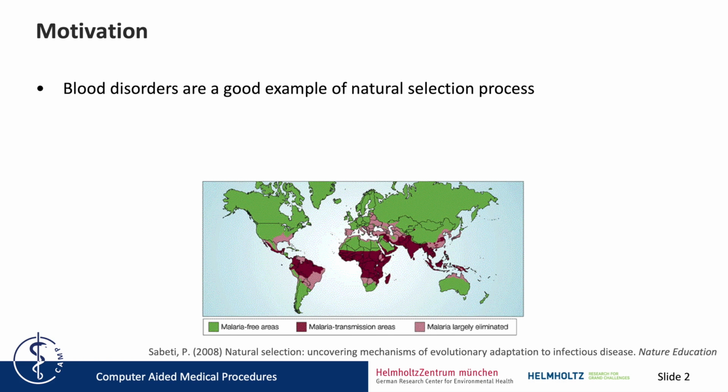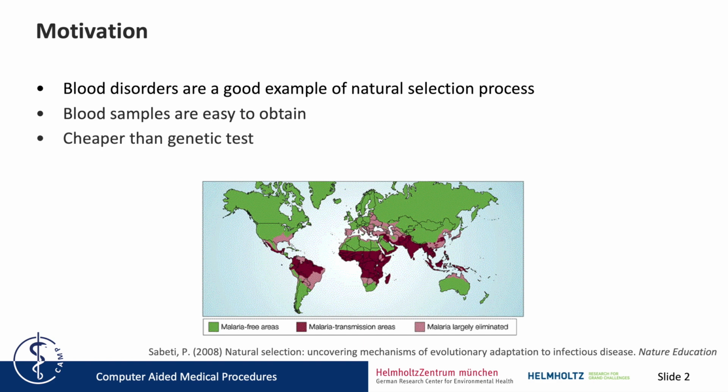So we decided to develop a method to analyze blood samples because blood samples are easy to obtain, a blood test is cheaper than a genetic test, and manual analysis of blood samples is time consuming and requires expertise which might not be available in those affected areas.